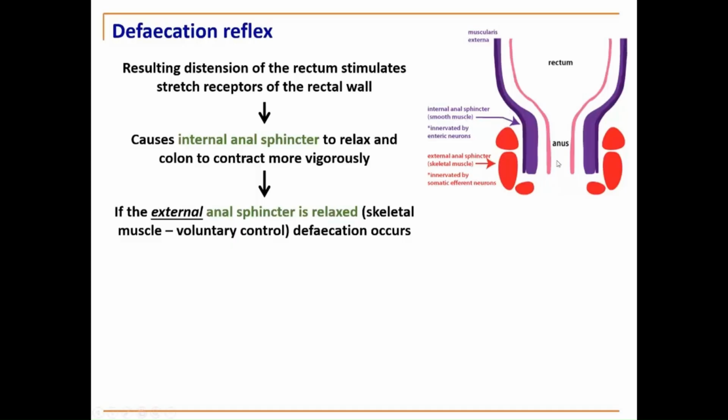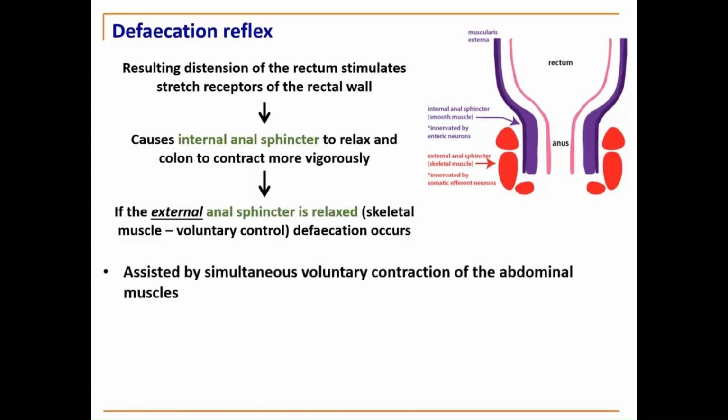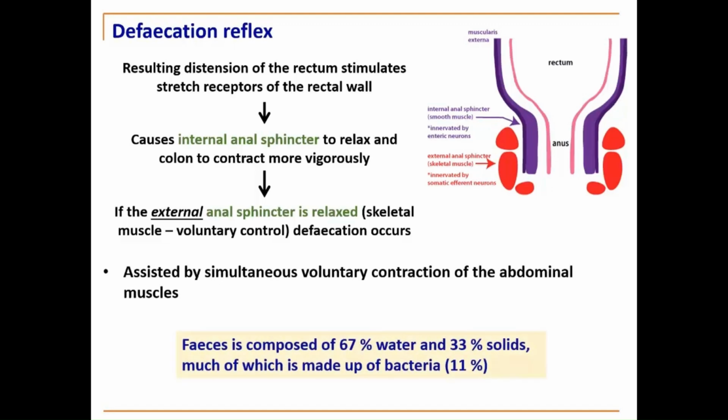And if the external anal sphincter is relaxed, which is, of course, made up of skeletal muscle, and therefore is innervated by your somatic efferent neurons and is under conscious, voluntary control, then defecation occurs. It's assisted by simultaneous voluntary contraction of the abdominal muscles, and then you release feces, which is composed of about 67% water and therefore 33% solids, much of which is bacteria. So around 10 to 15% or so is bacteria. Hence why you need to wash your hands.